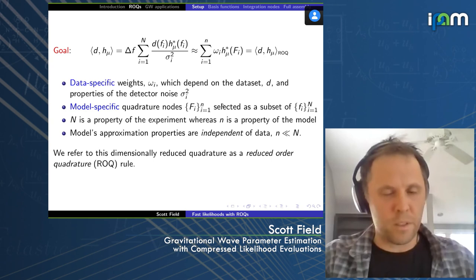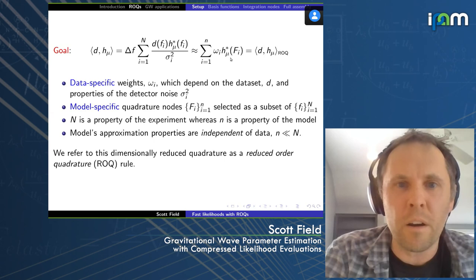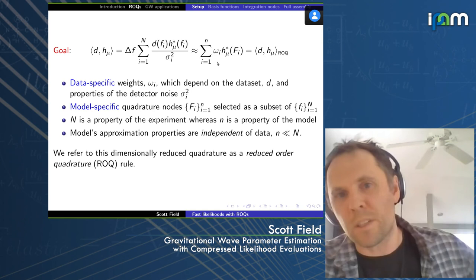And these weights here are data dependent weights. They're very much like the weights in the Gaussian quadrature case, but now they depend on the data. And that's the reduced order quadrature rule that we're after.